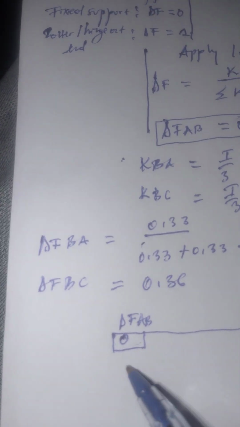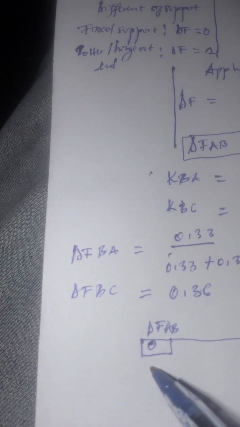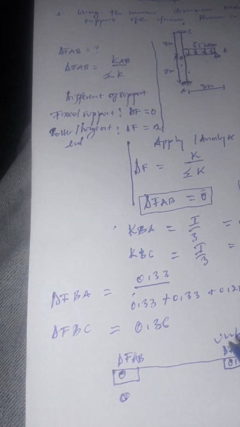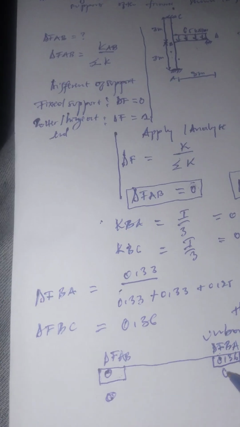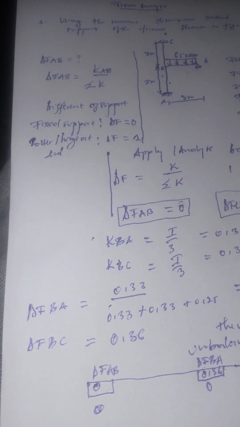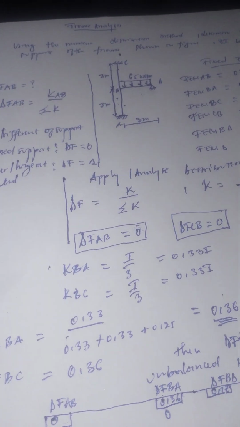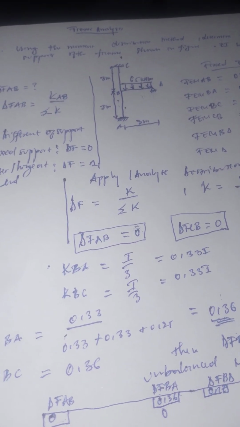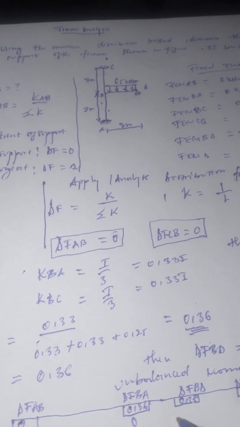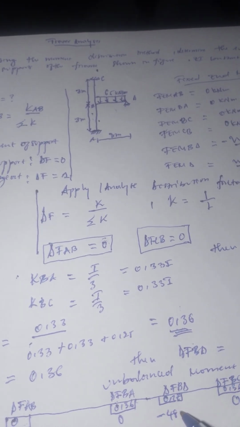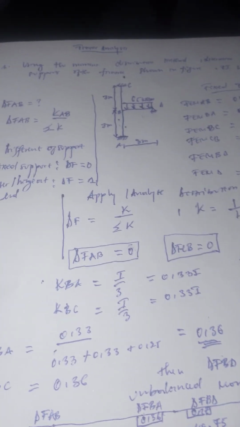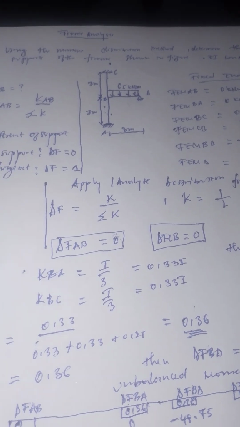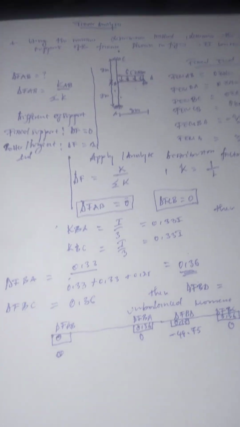Then fixed end moment here is equal to 0 as this, and BA is equal to 0. Then BC is equal to 0. CB is equal to 0. But here we have negative 48.75 and here 48.75 kilonewton meter.